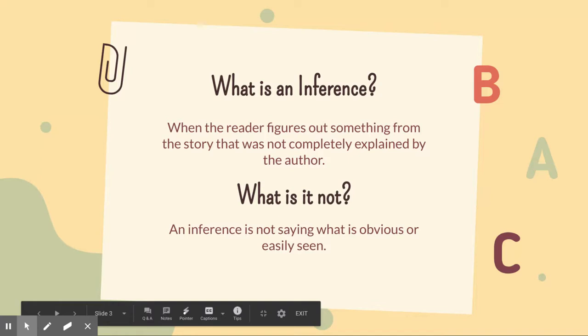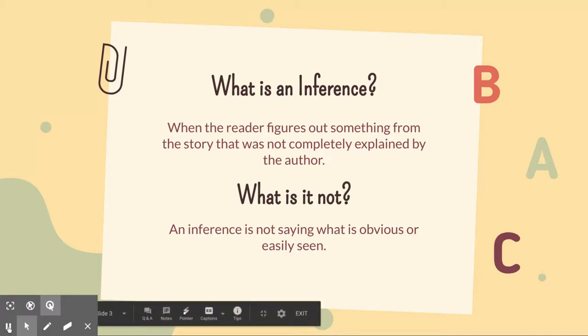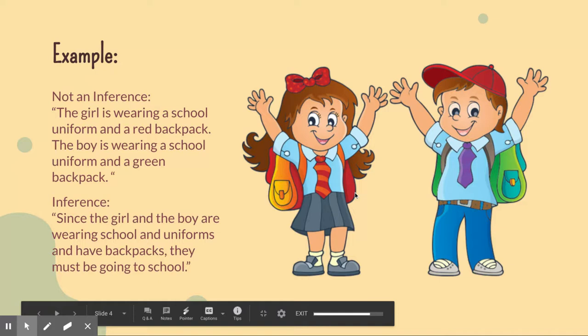We also talked this week that an inference is not saying something that is obvious or that is easily seen. It's not something that you can go to your story and point to. It's not something that your author is going to tell you. And then this week we looked at a couple of examples of pictures and made inferences with them.